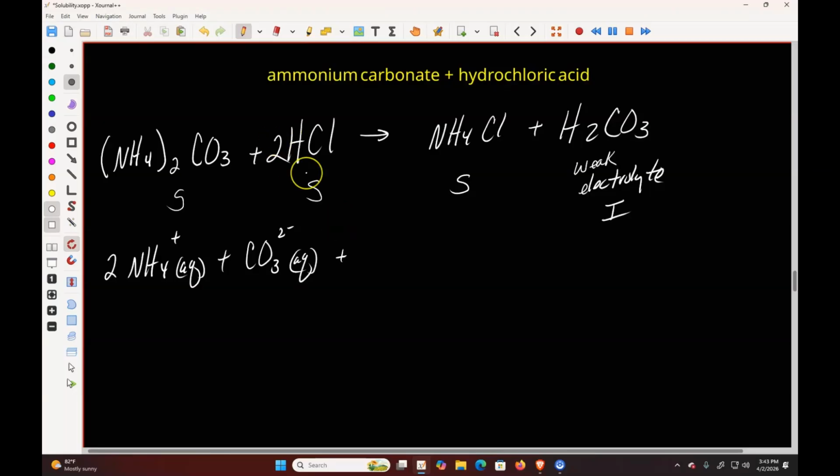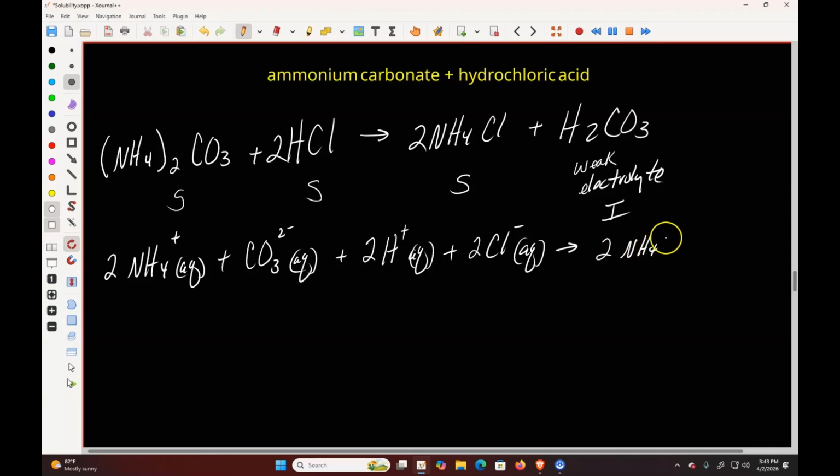Okay, I need to balance this, don't I? So I need a 2 here and a 2 here. All right, so I have 2H plus aqueous plus 2 Cl negatives, aqueous, from 2 ammonium, aqueous, plus 2 Cl negative, aqueous, plus H2CO3.